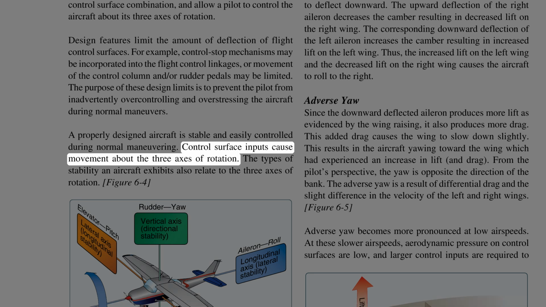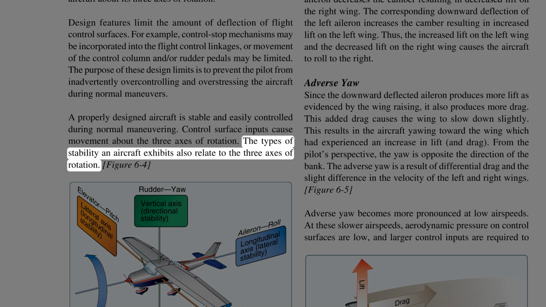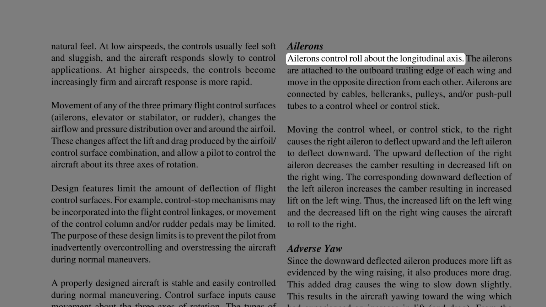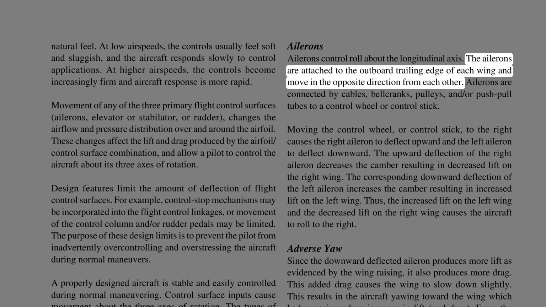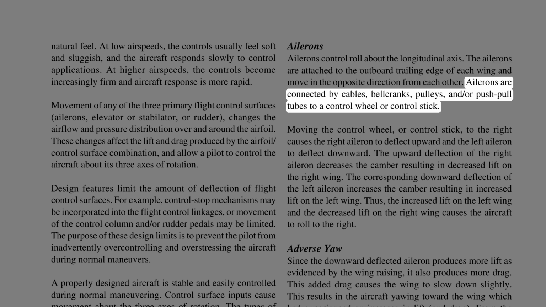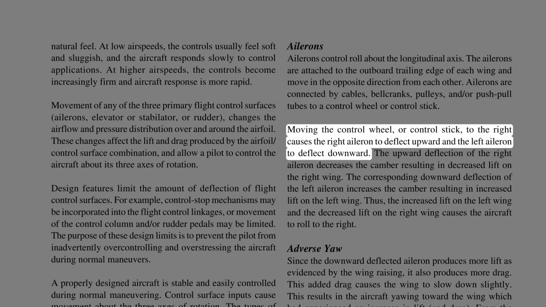Control surface inputs cause movement about the three axes of rotation. The types of stability an aircraft exhibits also relate to the three axes of rotation. Ailerons. Ailerons control roll about the longitudinal axis. The ailerons are attached to the outboard trailing edge of each wing and move in the opposite direction from each other. Ailerons are connected by cables, bell cranks, pulleys, and/or push-pull tubes to a control wheel or control stick. Moving the control wheel or control stick to the right causes the right aileron to deflect upward and the left aileron to deflect downward.